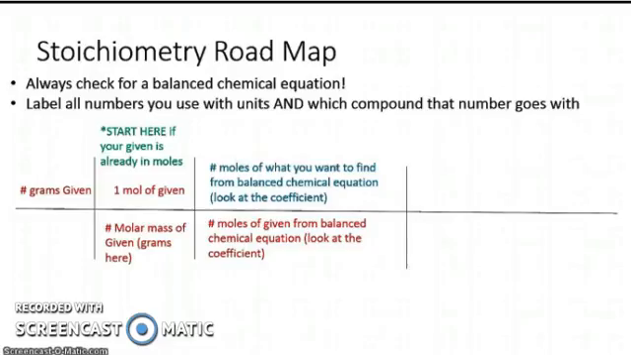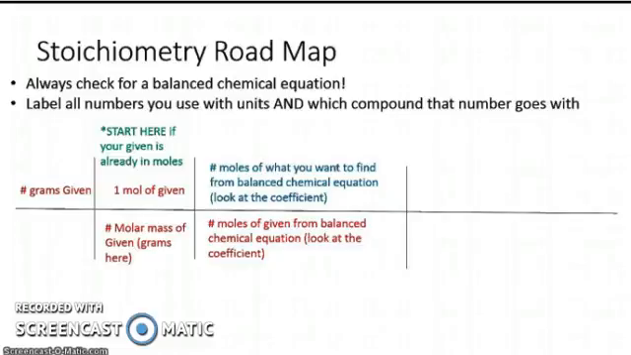The stoichiometry roadmap. We always use this to find our given numbers, what you want to find, moles or grams of another product, even molecules. So if you want to find moles, you start off with the number of grams given, and then you use the molar mass. The molar mass of H2O would be 18.02 because hydrogen's mass is 1.01 and oxygen's mass is 16.0.